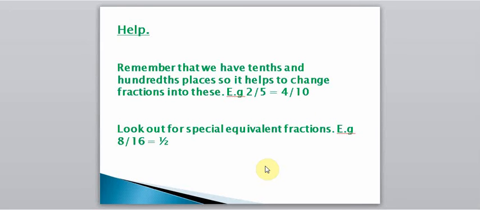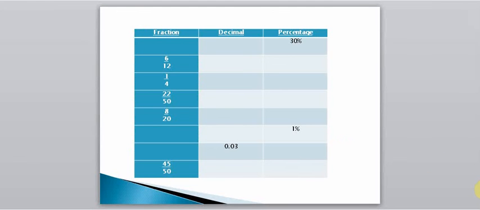While you're working, look out for special equivalent fractions. For example, things that mean a half. So 8 out of 16 is a half. If you've got a spelling test with 16 questions, you've got 8 of them right, you've got half of them right. So look out for things like that. 8 out of 16 is a half. So here's another chart for you to try, and I want you to remember these tips here to see if they help you. Pause the video and try this one.